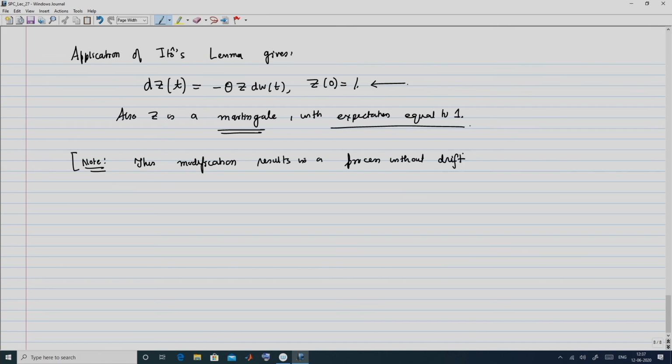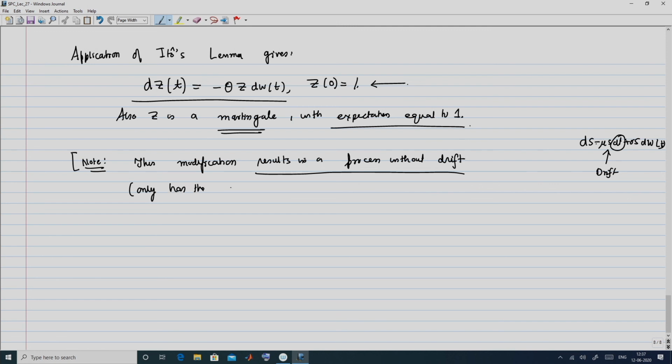Without drift basically means that, as you remember, we had dS equal to mu S dt plus sigma S dW of t, and the term with dt was known as the drift term. Since this does not have a dt term, you have obtained a process without drift, that only has the component dW of t, and therefore, under some conditions, because of the absence of this drift term, this is a martingale.